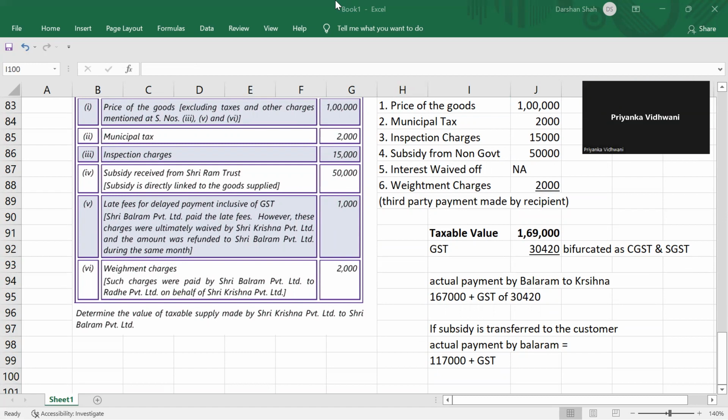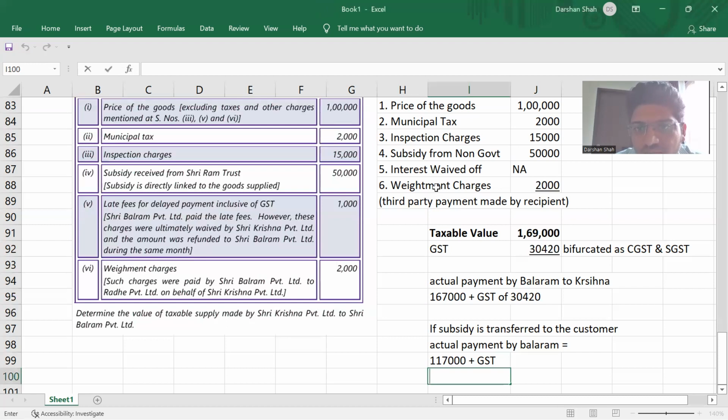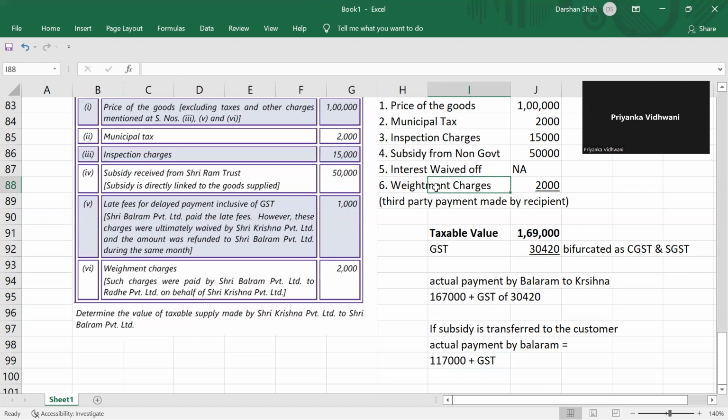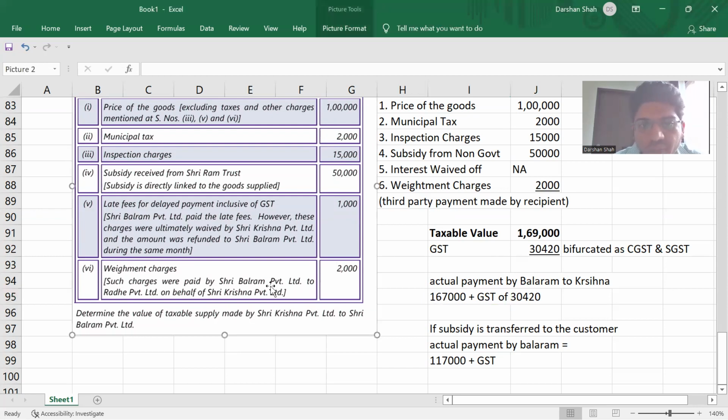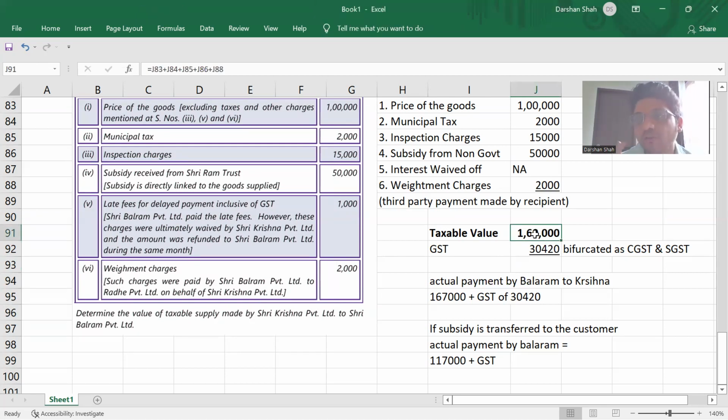Excuse me, sir. Sir, in actual payment by Balram to Krishna, it will be 1,69,000, right? No, but these weighment charges Balram has already paid, na? Oh, okay, okay. I think Sakshi has the same doubt. The weighment charges of 2,000 have already been paid by Balram, so why will Balram pay it again to Krishna? These 2,000 were paid by Balram on behalf of Krishna. Correct. So we included them for what?